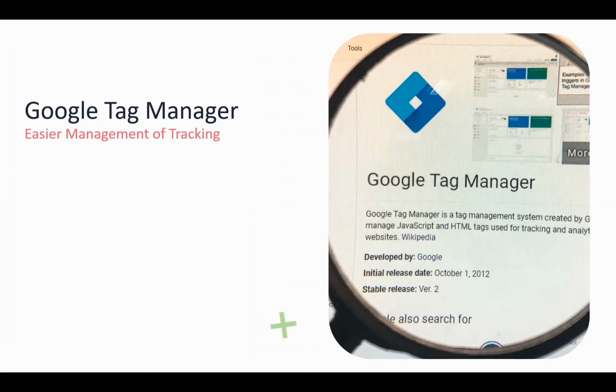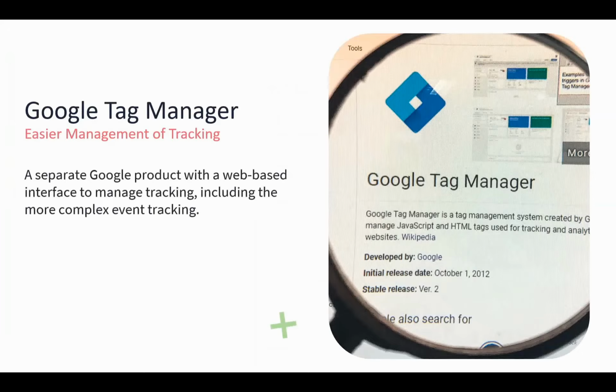You might be using Google Tag Manager, which is really an easier way of managing your tracking. It's a separate Google product with a web-based interface, so meaning you would manage everything through your mobile or desktop to manage tracking and including the more complex event tracking. It is also completely free, so I suggest if you are more interested, then go and check it out. Just look up Google Tag Manager.